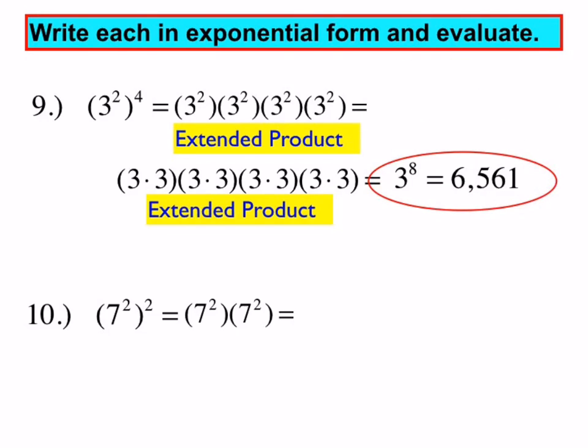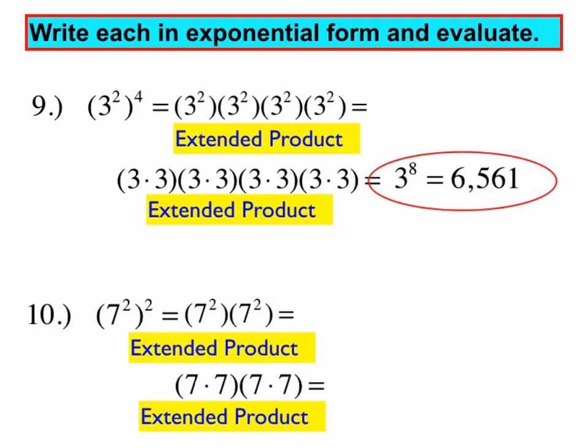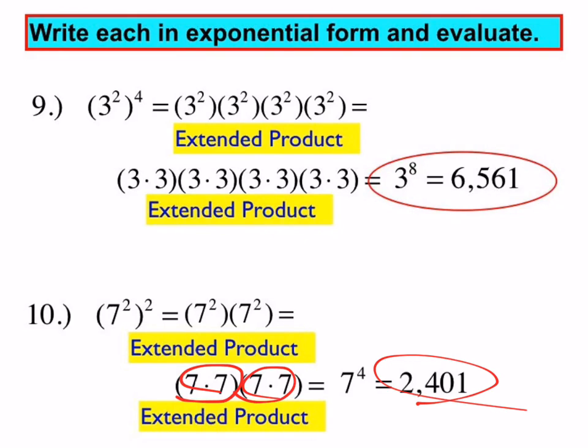Number 10, extending the products. We can see that we have 7 to the 4th power, and then evaluating that, we get 2,401. I, of course, would say this is 49, and that's 49, and 49 times 49 is 2,401.